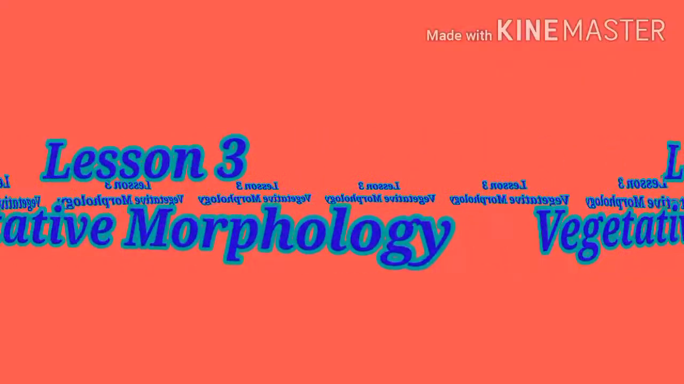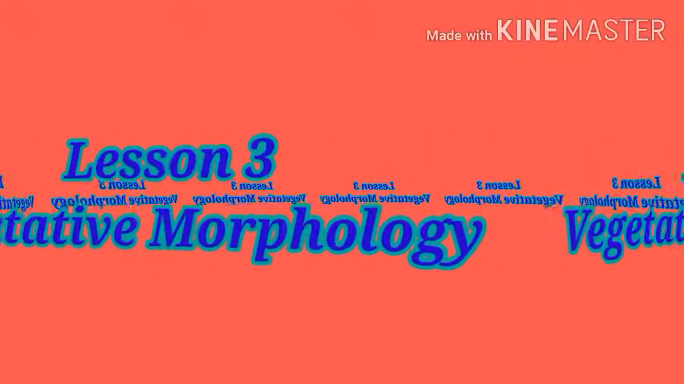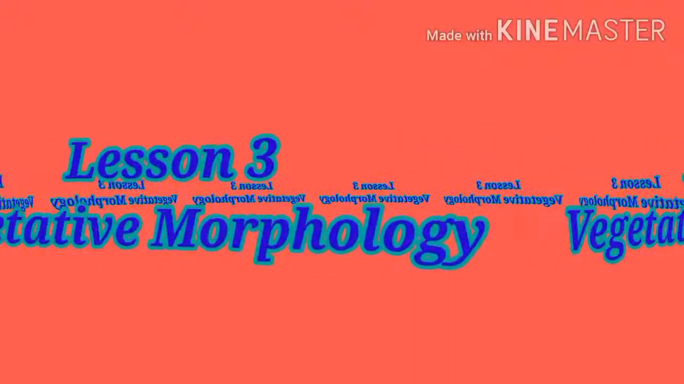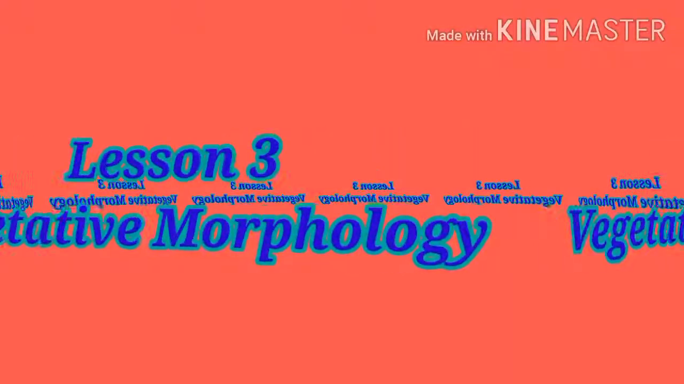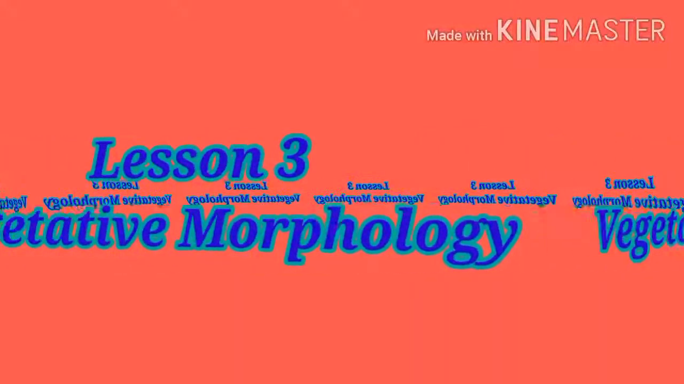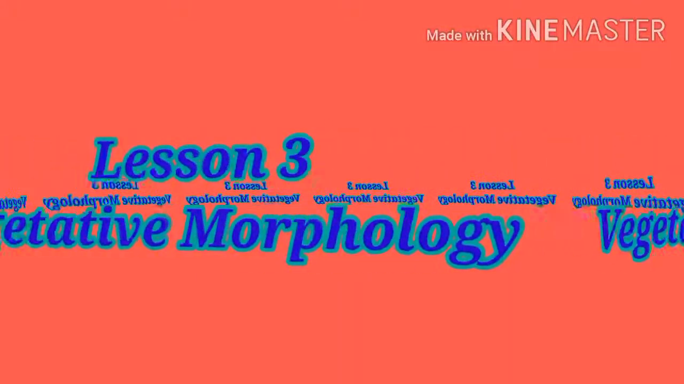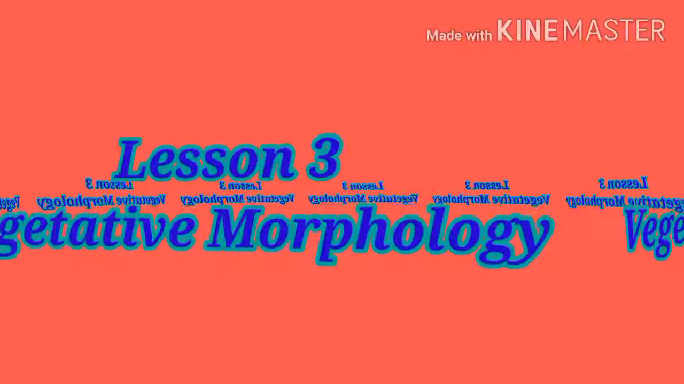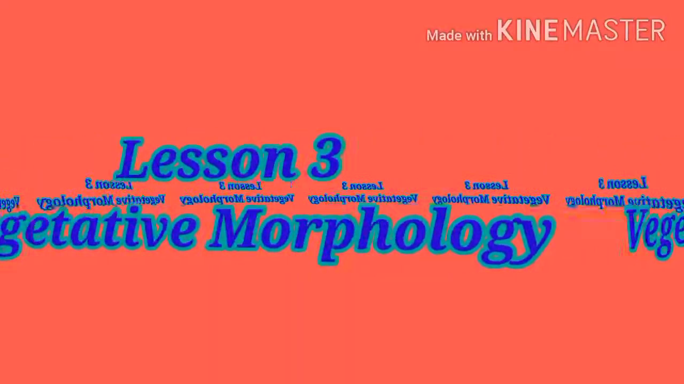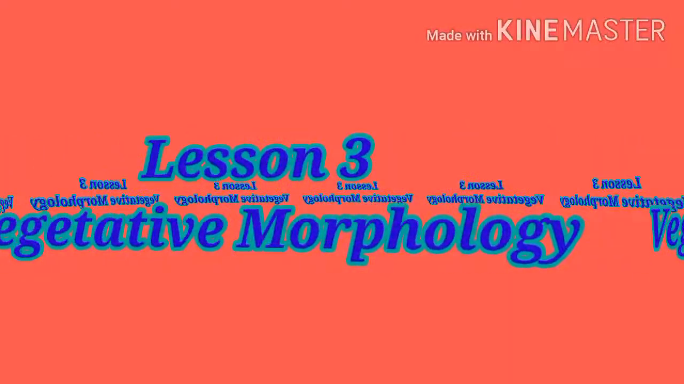Let's learn lesson number 3, vegetative morphology. It has 5 choose-the-correct-answer questions and 5 question answers which will follow after this. Kindly watch this and revise your lessons and be prepared for your September monthly test.